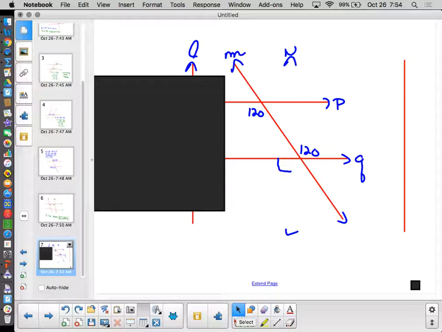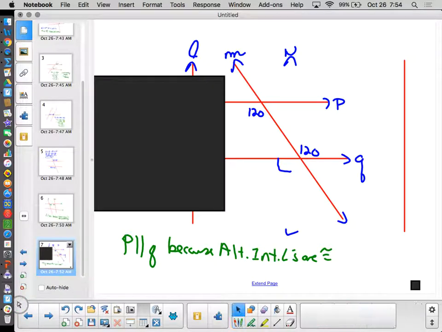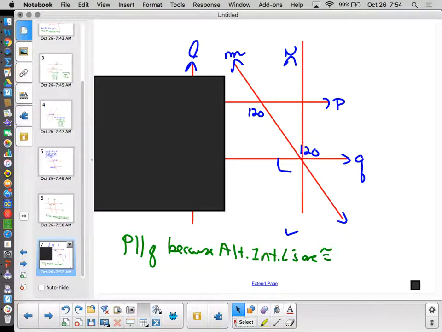Which ones? P is parallel to Q because, what do we call that angle pair? Makes the Z. Alternate interior angles are congruent. Okay? Bring this line back. It goes there. Okay? So P is parallel to Q. Do we get L is parallel to N at all? Sorry. Yeah. How? Well, if you move the box.